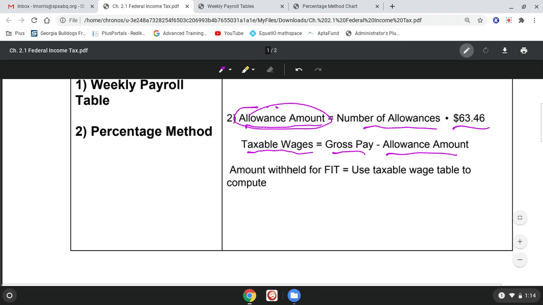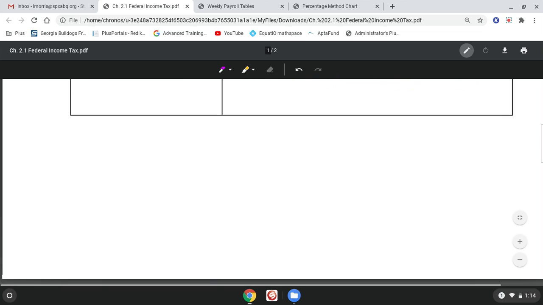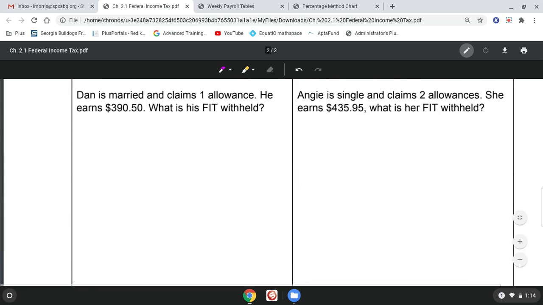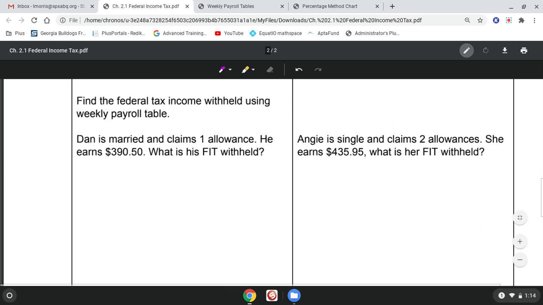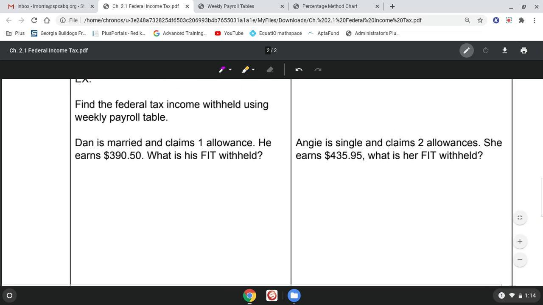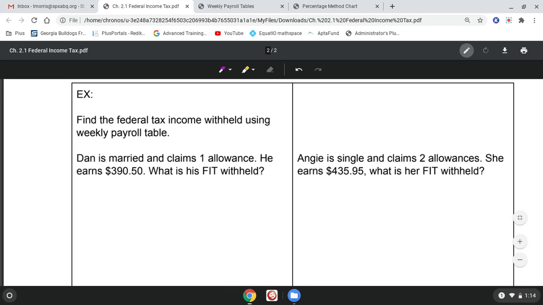And then the last step is to take that taxable wage table that I'm going to give you, and we're going to use that to compute it. And then that will be the final amount withheld for the federal income tax. So let's do these two examples. Actually, I think I've got 2 of each. Yeah. All right. And this first part's pretty easy. So it just says, use the federal income tax weekly payroll table to find what the amount is.